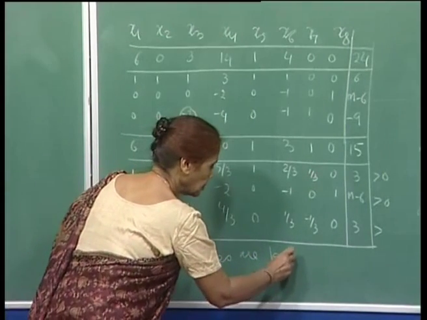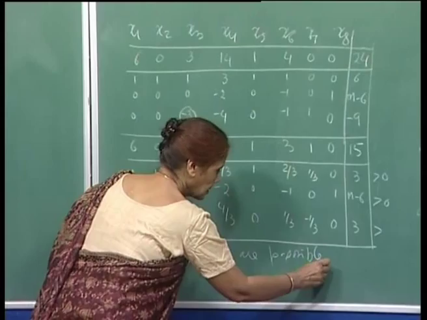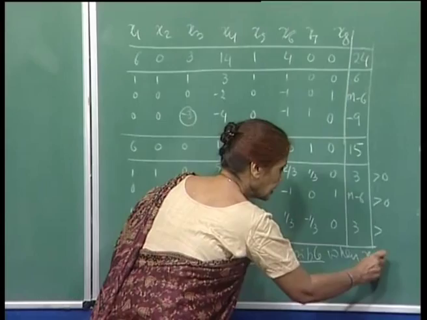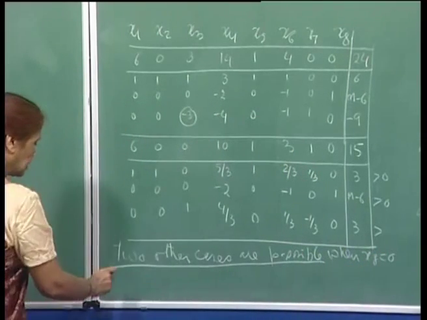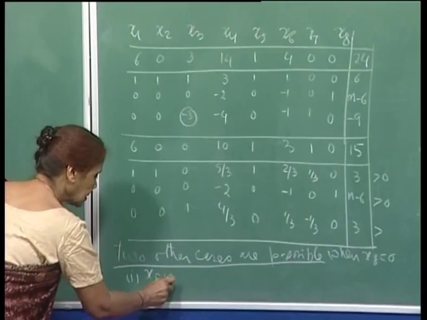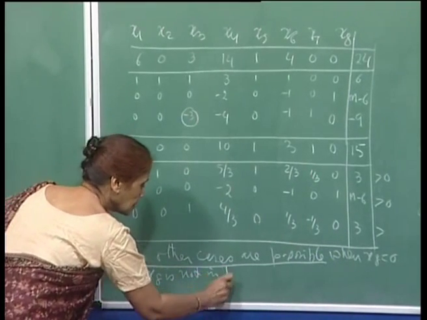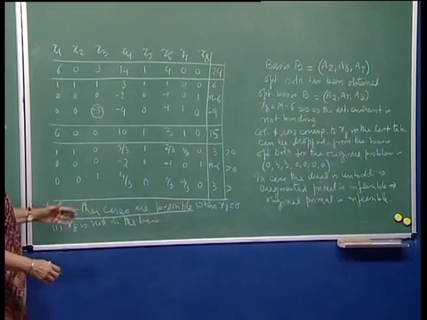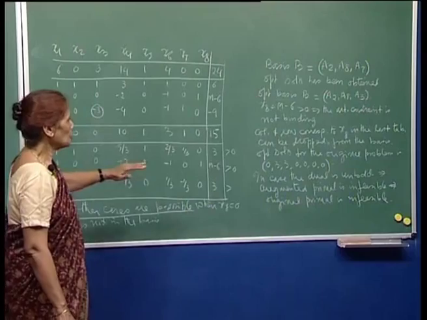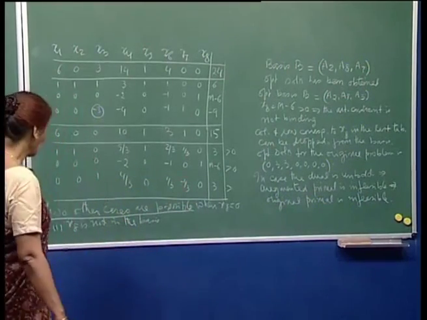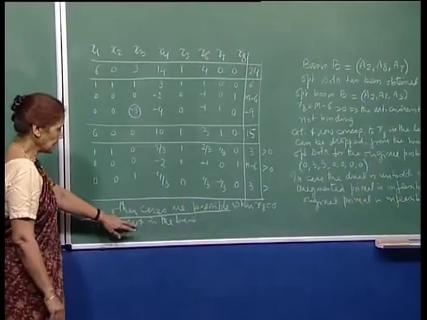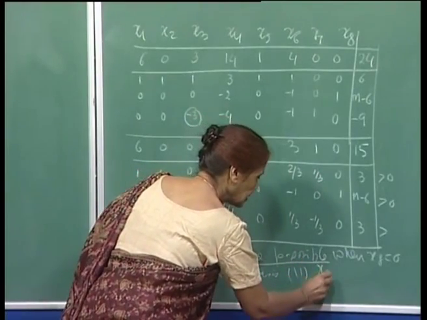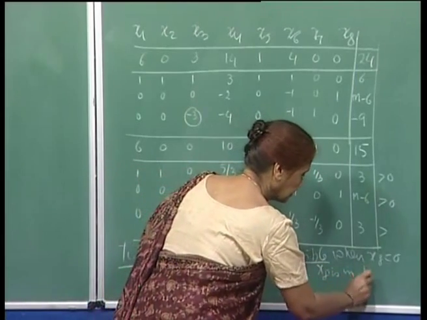Two other cases are possible. I mean sub cases, which is when x8 is 0. So, one possibility is that x8 is not in the basis. These are pathological cases, but one should know, because once you have added a constraint, you should know how to treat x8 in all possible situations. So, either x8 is not in the basis because it is at 0 level, or x8 is in the basis.